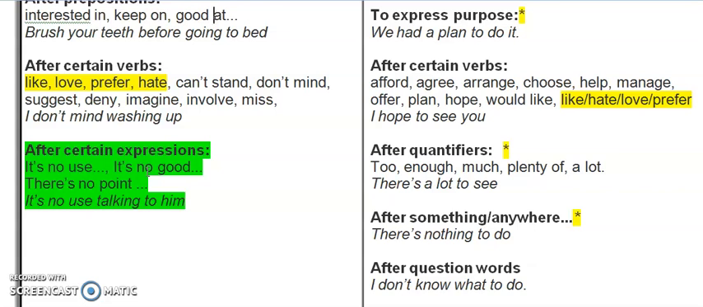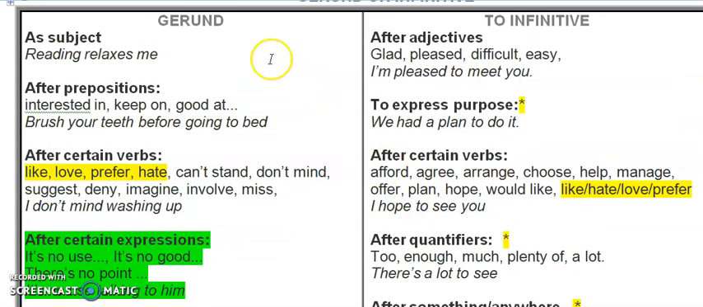Those are always followed by a gerund. It's no use talking to him. The meaning is like "no merece la pena hablar con él." Okay, so this is as far as gerunds are concerned.